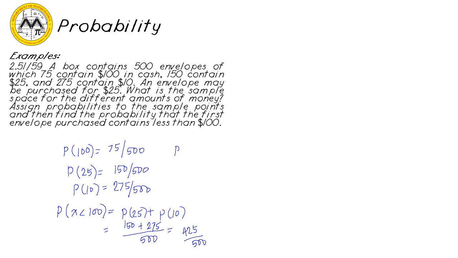We can also compute this as not being 100. So not 100 is 1 minus the probability for 100. So that is 1 minus 75 over 500. So that is still 425 over 500. You may simplify your answers to check your work.